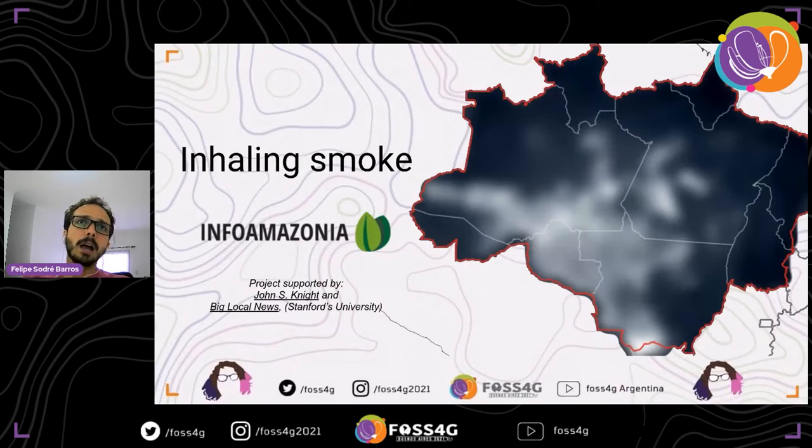So I was invited at the beginning of this year to work together with Info Amazonia. It is a small, independent press that works basically with Amazon subjects: environmental, social, and indigenous problems. And they came up with this question: let's start a project trying to relate the COVID-19 situation with the forest fires we have in the Amazon. The name of the project is Inhaling Smoke, Beyond the Climate Change.